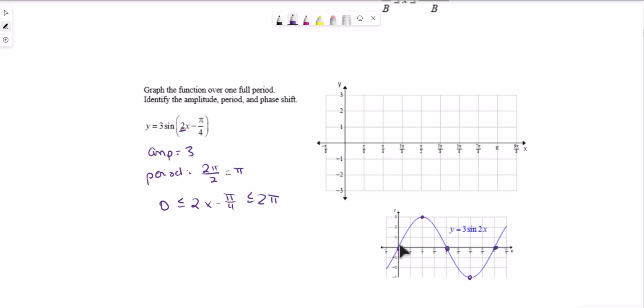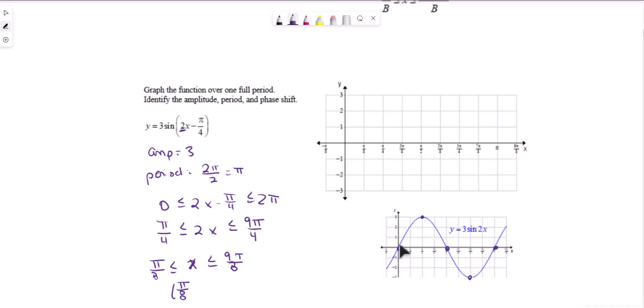Okay, I'm going to add pi over 4 to all sides. All right, so 2 pi plus pi over 4, that's like 8 pi over 4 plus pi over 4. That is 9 pi over 4. Then I'm going to divide by 2. So I have pi over 8 less than or equal to x less than or equal to 9 pi over 8. So I'm going to start at pi over 8.